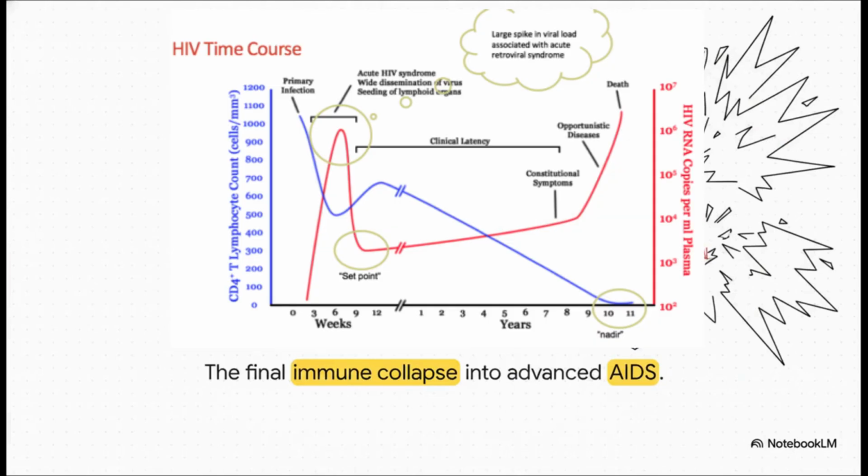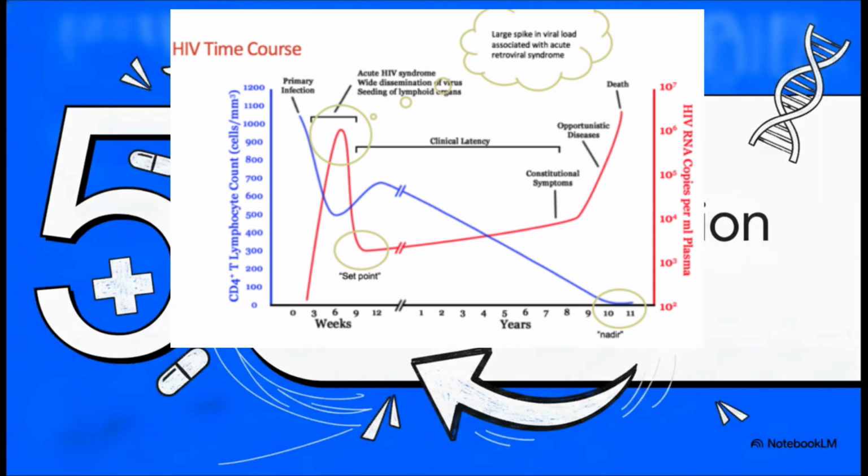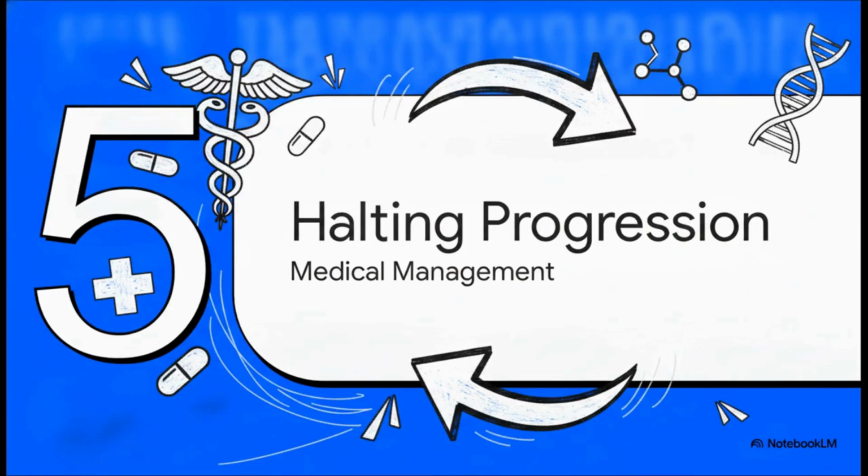And you can see the catastrophic climax of an untreated infection right here. That blue line of immune defense essentially flatlines. It just hit zero. With the whole system destroyed, the red line of viral load skyrockets completely unchecked. Historically, this was the final immune collapse that led to death. But thankfully, we have part 5, halting the progression.